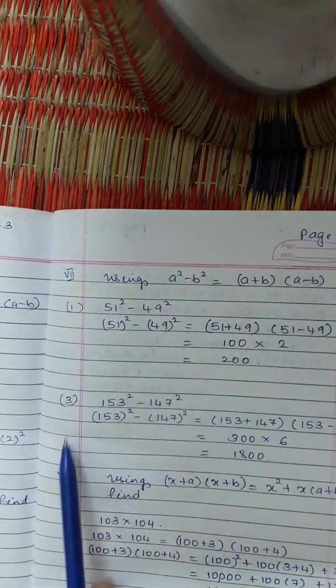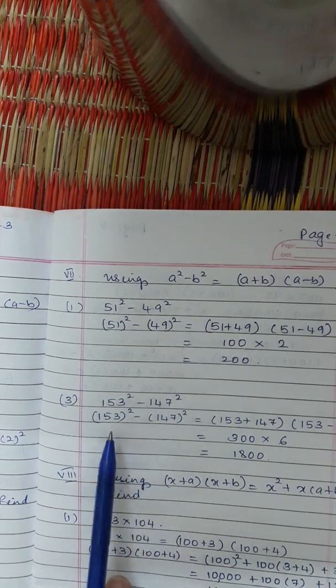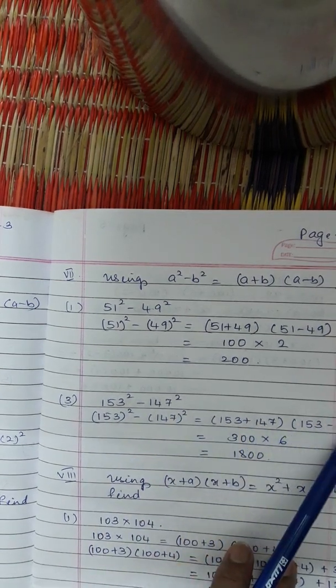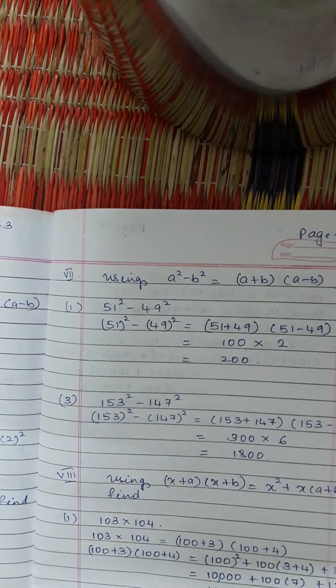Similarly, 153 square minus 147 square. A plus b, a minus b. Add, subtract, multiply, you will be getting the answer. And the last main is again x plus a into x plus b. Split the problem according to the formula.